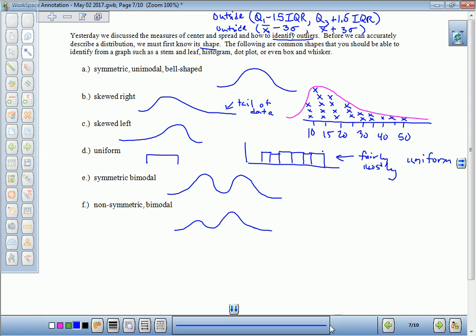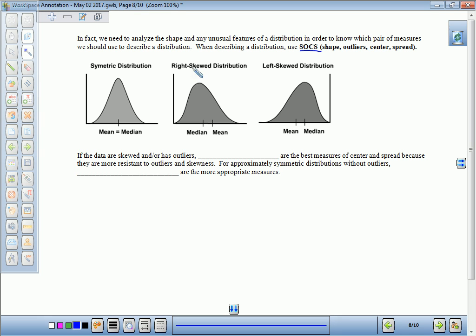Okay, so we've talked about how to describe the center. We talked about how to describe the spread. We talked about how to determine outliers. Now this is how we would describe the shape of the distribution. So our mnemonic to help us remember everything when we're describing a distribution is SOCS: shape, outliers, center, spread. You've got to address all four things.